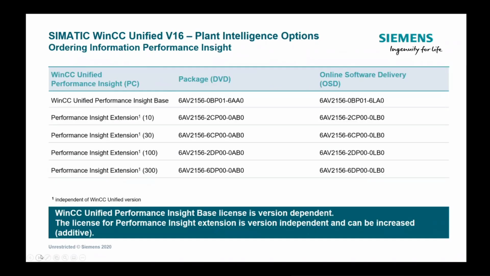I won't go into this in too much detail, but you've got it if you want to watch it back. We can see that we've got the base license, and these are available in either the package supply on DVD or via online software delivery. It's a little bit cheaper, and it's obviously quicker to get hold of the online software delivery. And then we have the extension licenses themselves that come in packs of 10, 30, 100, or 300. What you need to know is that the base license itself is tied into the v16, so if you do an upgrade of v16, this is upgraded, and these extension licenses are version independent. So you don't have to upgrade these.